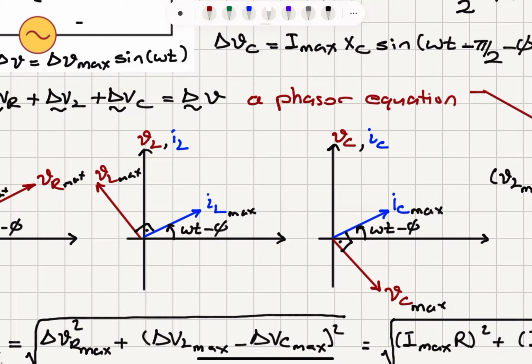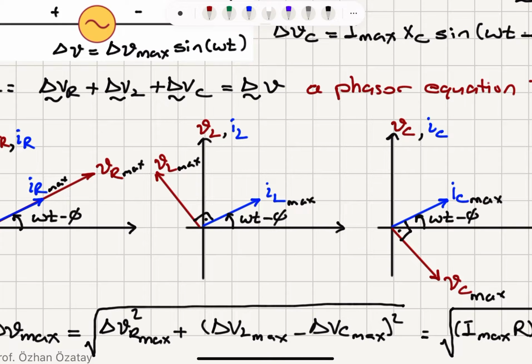If I look at the VL phasor, the voltage across the inductor, now first I have to put the current phasor here.